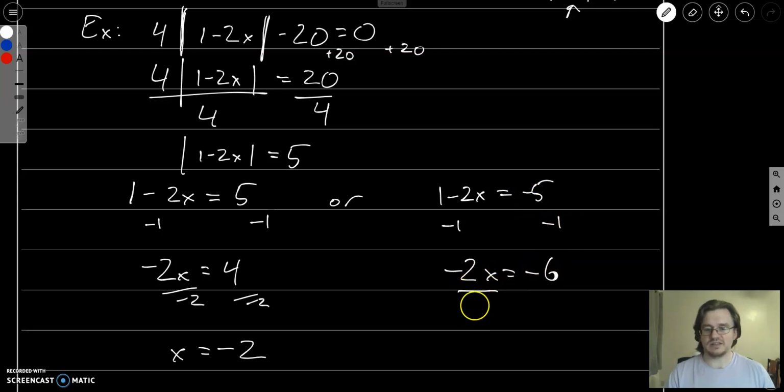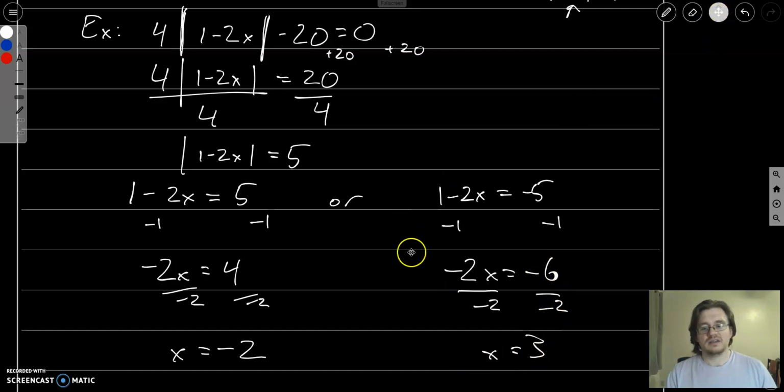And I'll divide both sides by negative 2 to get negative 6 divided by negative 2 is 3. So we found both of our solutions. If we plug them in, they would both work. So we have our 2 solutions.